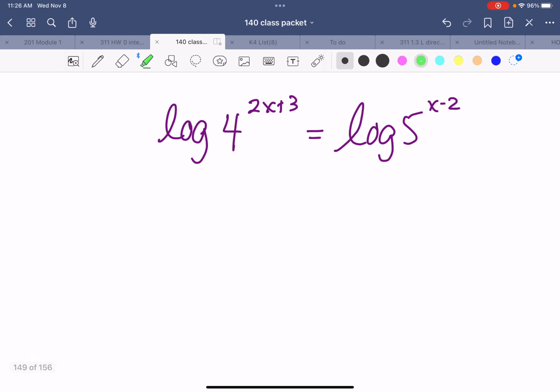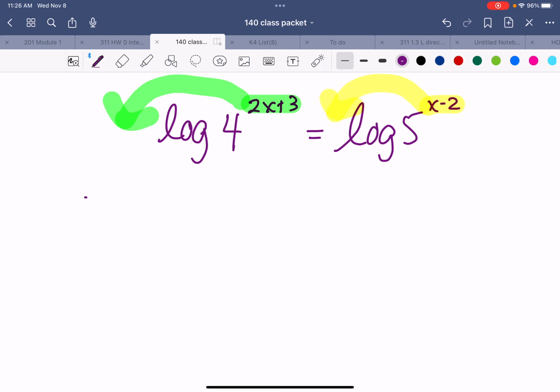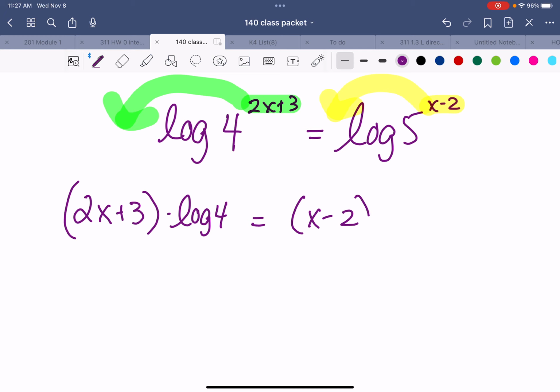Then I'm going to use my property on both pieces. I'm going to take this 2x plus 3 and bring it down, and the x minus 2 and bring that down. And that's going to give us 2x plus 3 in parentheses, because it's two things, times the log of 4. And over here we have x minus 2 times the log of 5.